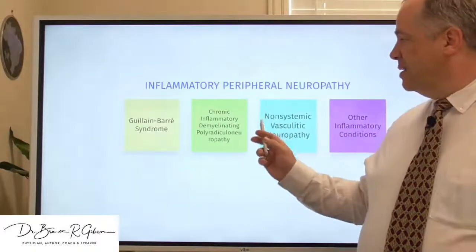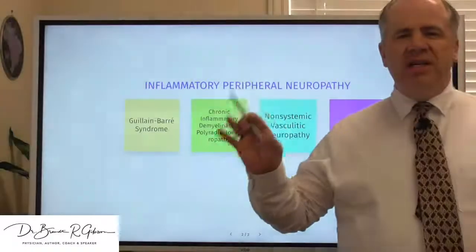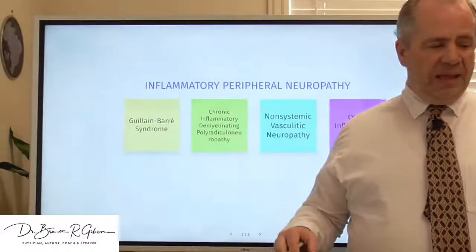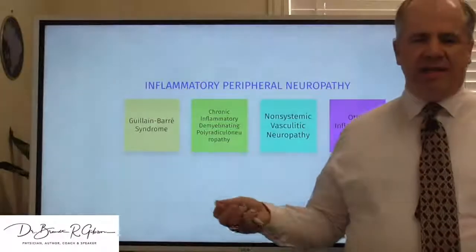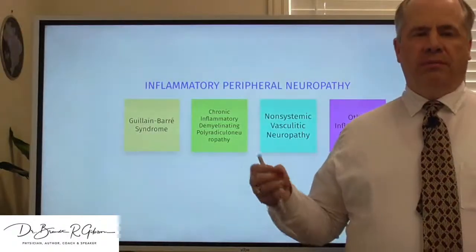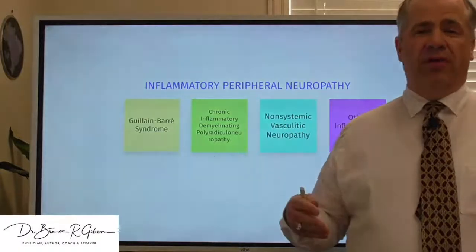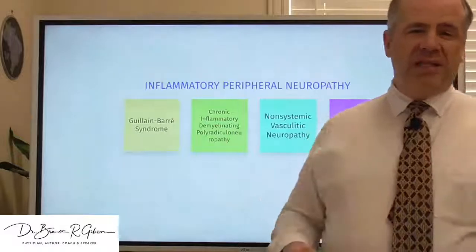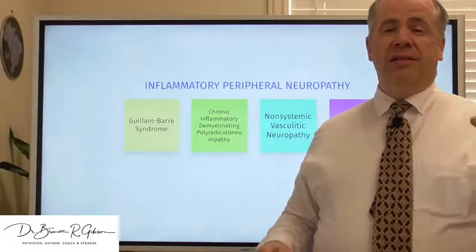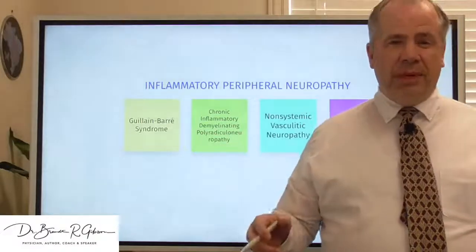The second is CIDP, or chronic inflammatory demyelinating polyradiculopathy. And this one is similarly an inflammation that actually causes damage to the nerve axons and causes damage to the nerve cells themselves just from inflammation. It is important that you evaluate and be tested for that. Similarly, there are exact tests for Guillain-Barre syndrome. There's exact tests for CIDP.